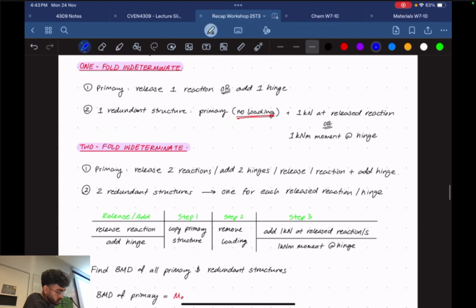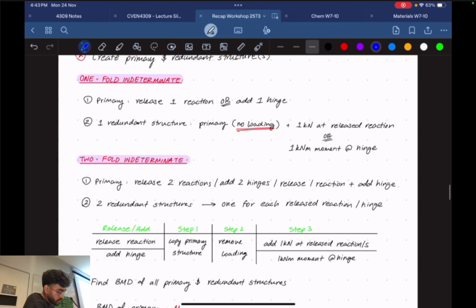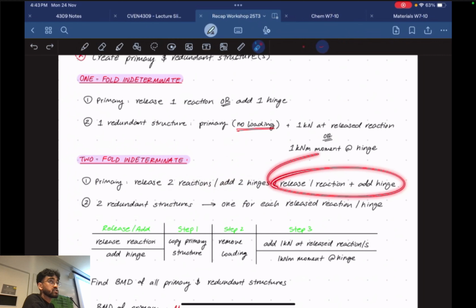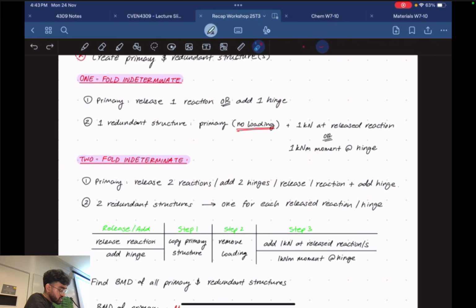I'll explain this with the question. Actually, for 2-fold indeterminate, you can release 2 reactions, you can add 2 hinges, or you can do a combination. You can release 1 reaction and add 1 hinge. Up to you. I usually like to release 2 reactions always. It's just something I find a bit more comfortable. You might be a bit different.